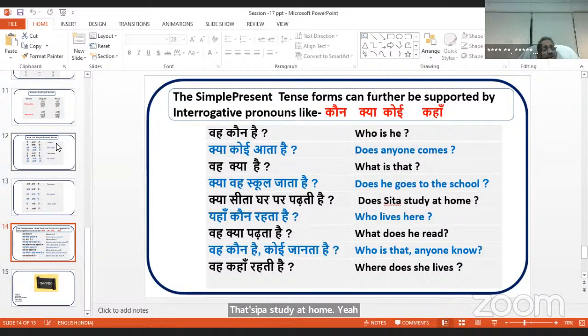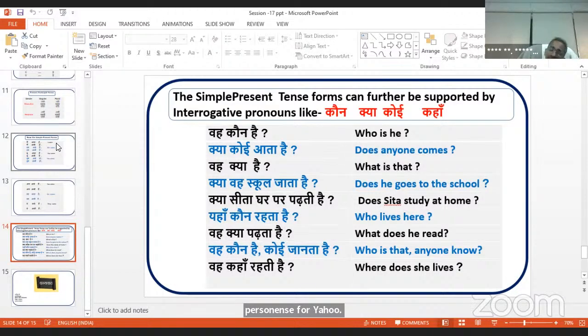यहाँ कौन रहता है? Who lives here? That ता है shows it is in simple present tense form. यहाँ कौन रहता है? Who lives here?